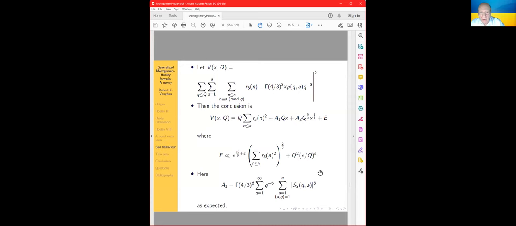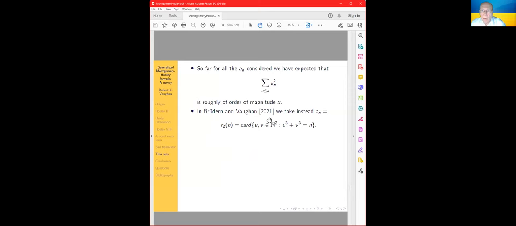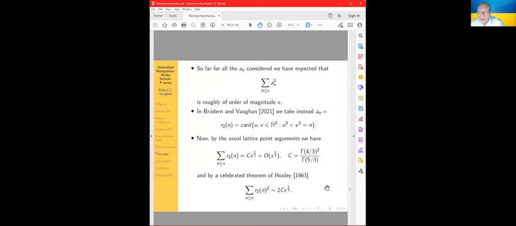All the examples we've looked at so far have an order of magnitude approximately x, but Jörg Brüdern and I recently looked at a case where this number would be significantly smaller. We just look at R sub 2 of n, the number of ways of writing n as a sum of two cubes. The lattice point argument tells you that the L1 mean is x to the 2/3. And the famous result of Hooley says that the L2 mean is also about x to the 2/3. The number of representations is either 0 or 2, basically. Most of the time it's 0.